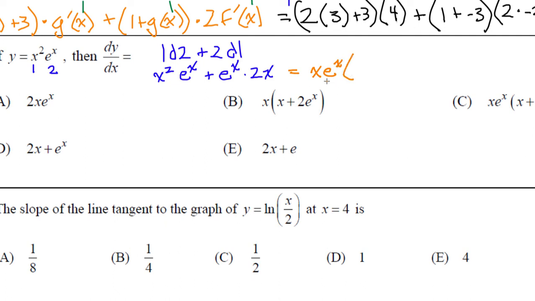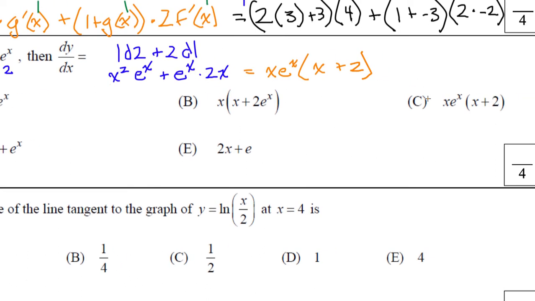And what's left over? Well, if I get rid of an x, I'm still left with one of them, because there are two of them. And when I get rid of an e to the x, there's nothing left. All right, so plus. If I get rid of an e to the x and an x, I'm left with a 2, so x plus 2. And there's the answer, C.